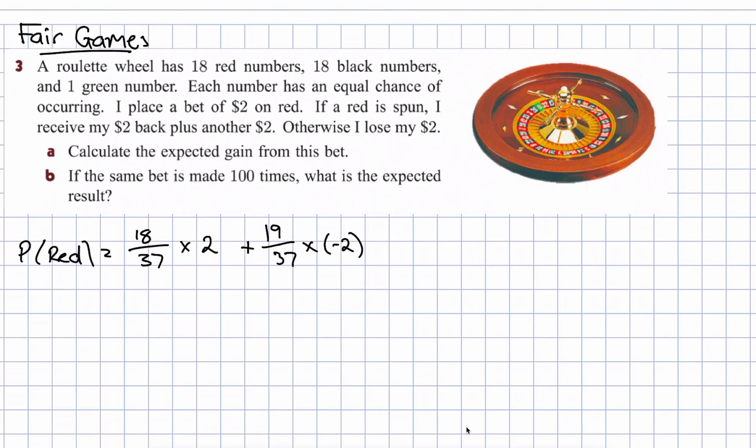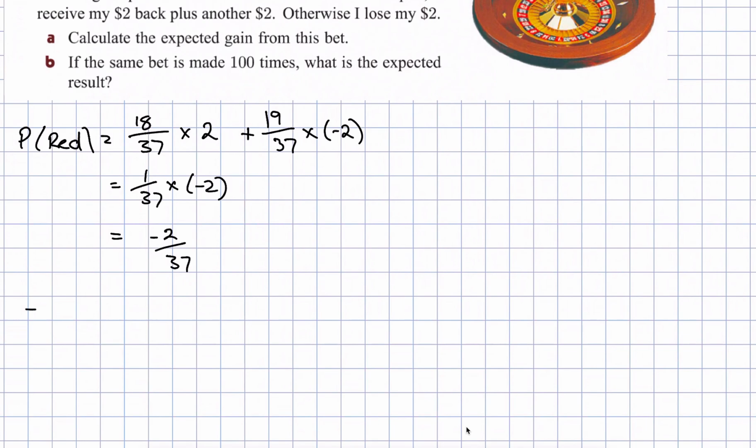So you can see that you could work that out. Ultimately, it's going to be 1 in 37 times you're going to lose $2. So -2 over 37. Okay, so if the same bet is made 100 times, what is the expected result? Well, we'd have -2 over 37 times 100, which is -200 over 37. Once again, you can simplify that down, but that is how much money you would expect to lose over 100 spins.